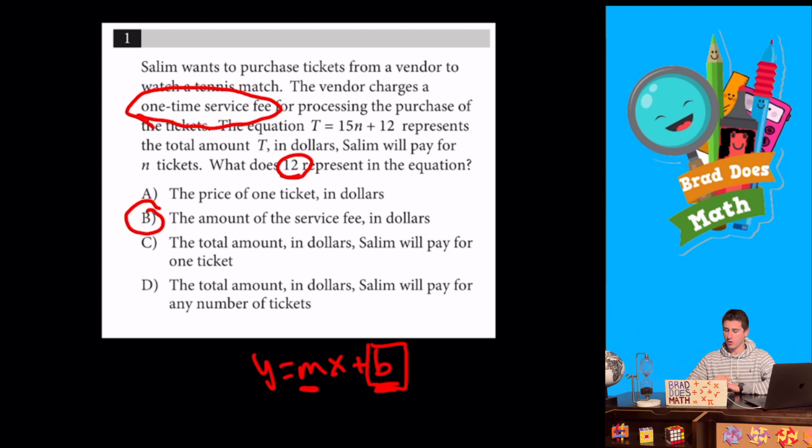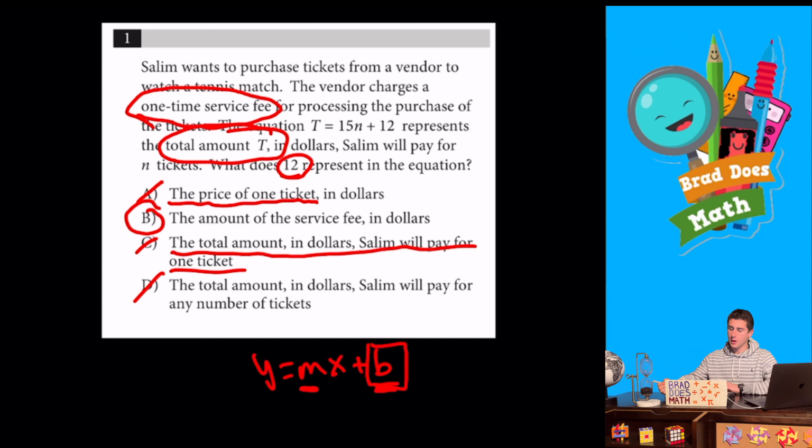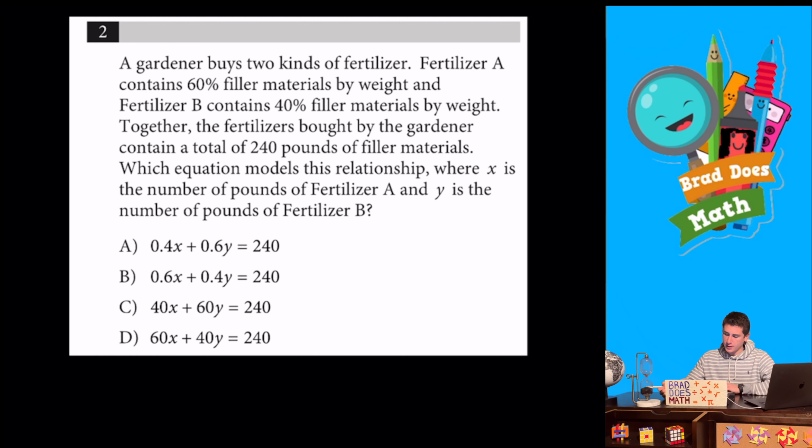Now, if you weren't totally sure about that, something that you should be doing is eliminating answer choices A and C, since they basically say the same thing. The price of one ticket in dollars, the total amount in dollars for one ticket. So you can't have two correct answers on the SAT, meaning if you have the same answer twice, they're both wrong. And then D, the total amount we said was T. So that should be a pretty easy one. If you're not sure, the SAT goes from easy to hard. So the first few problems here should be pretty easy. And then as we get to like question 13, 14, 15, it gets harder.